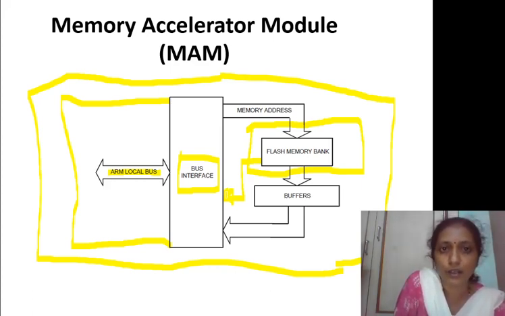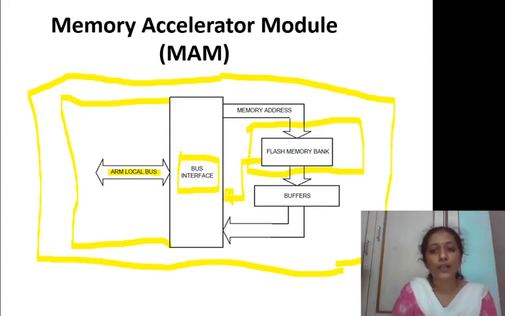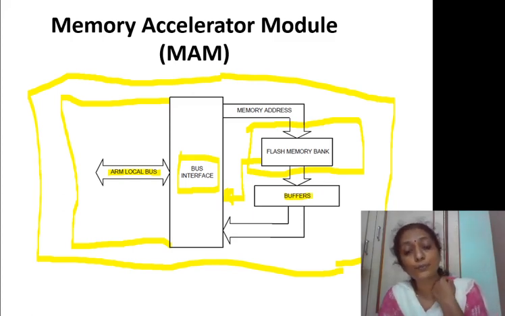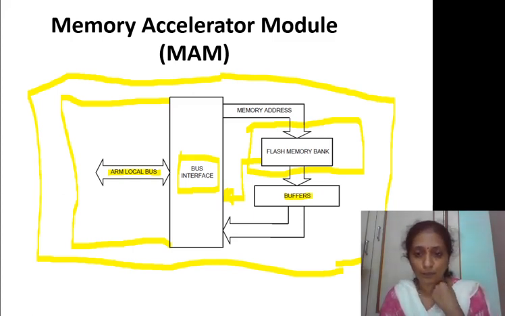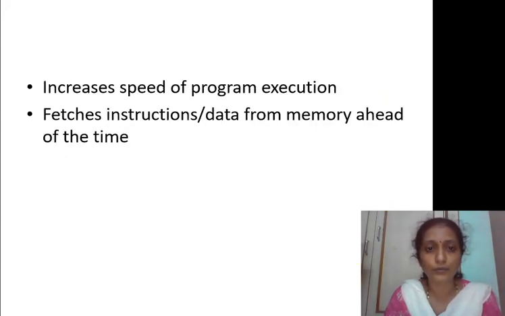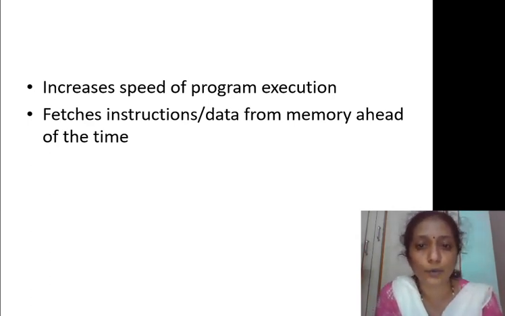Whereas in the case of the memory accelerator module, it uses something slightly different. It uses buffers. These buffers are used to fetch the data ahead of time. Before it is actually given for decoding, the data is fetched ahead of time, meaning prior to the execution the data is available in the buffers. Then it is fetched into the system. How it is useful, we will see here. It increases the speed of the program execution.